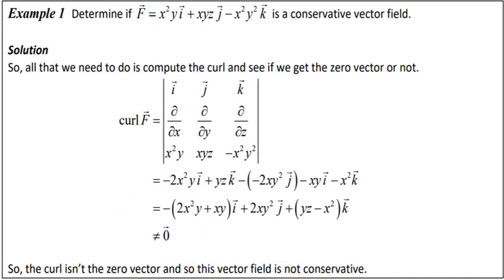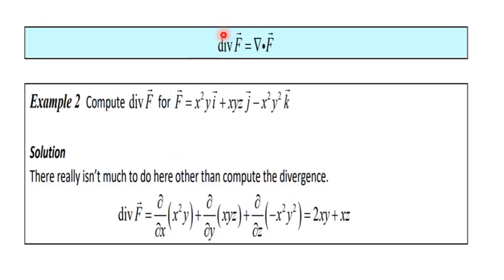Okay, now the next thing is how to find out the divergence of A. As we know, the divergence of A or of F, or of any vector, is written as del dot F. What is del? Del is del upon del x plus del upon del y plus del upon del z. Suppose a vector is given here: F is equal to x square y i plus xyz j minus x square y square k. You have to calculate the divergence of this vector.